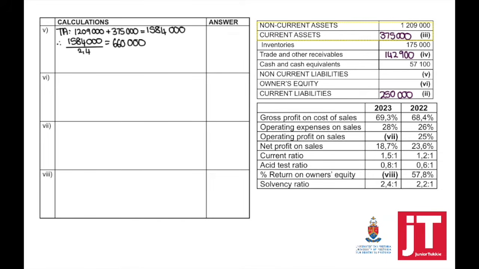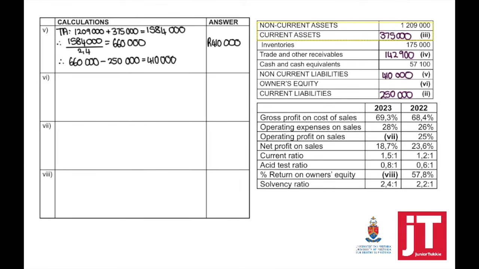So what's our next step? Total liabilities minus current liabilities equals non-current. I'm going to repeat that in case you've missed anything. This is my total assets, which includes the non-current plus current. I need to know what's the non-current liabilities. So to find the non-current, we need to subtract the current.